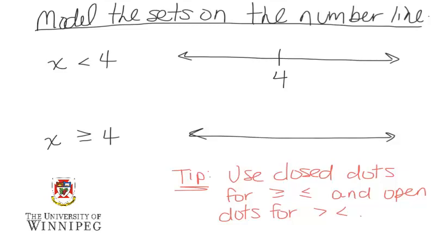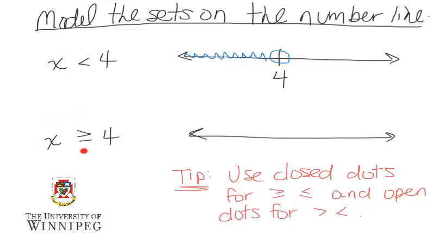Recall that if we have a set containing a less than or greater than sign, we're going to use an open circle to indicate that. And if our set contains a greater than or equal to or a less than or equal to sign, we're going to use a closed dot for that set. Since the set that we're working with is x is less than 4, this means we're going to have an open circle at the number 4. And we're interested in all of the x values that are less than 4, and that is this side of our number line.